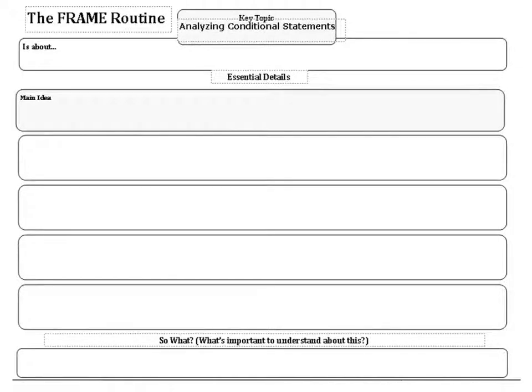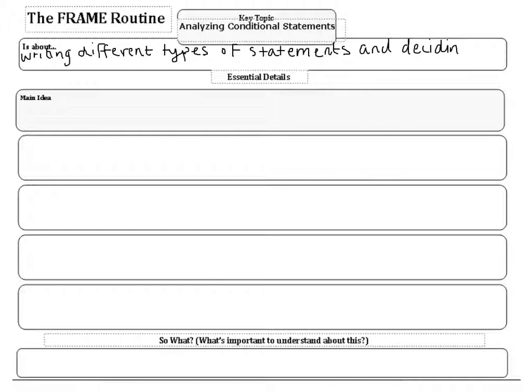Hi class, this is the frame for lesson 2.2, analyzing conditional statements. And this is about writing different types of statements. And not only are we going to write them, then we're going to decide if they are true or not.